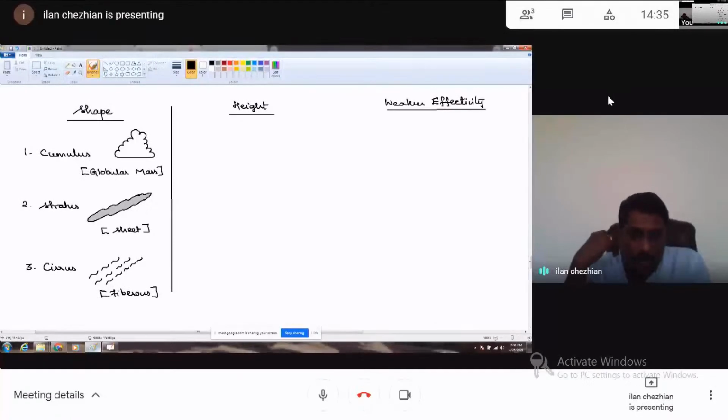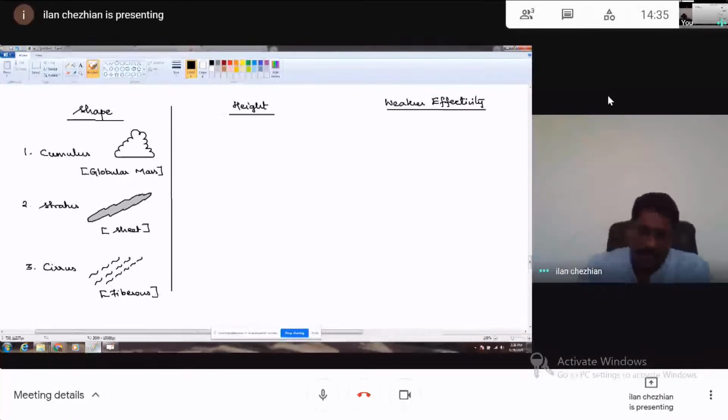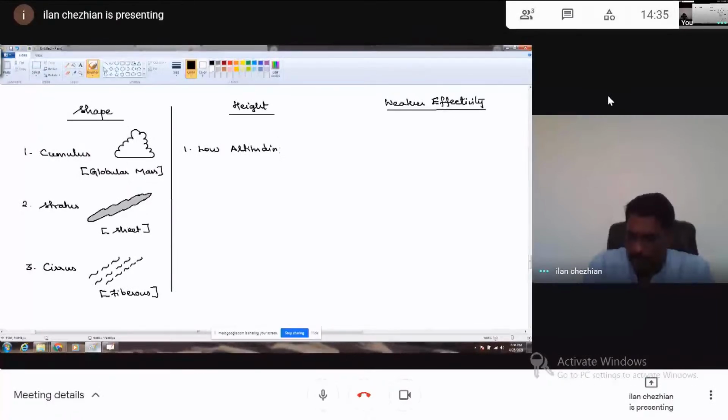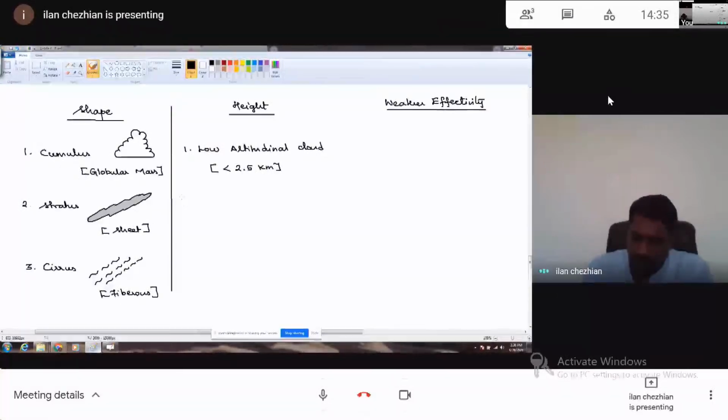On the other hand, if you ask about height-based classification, simple, based on height, we call them as what? Low altitudinal cloud. What is this low altitudinal cloud? All that cloud which has a height of less than 2.5 kilometers. You call them as what? Low altitudinal cloud.